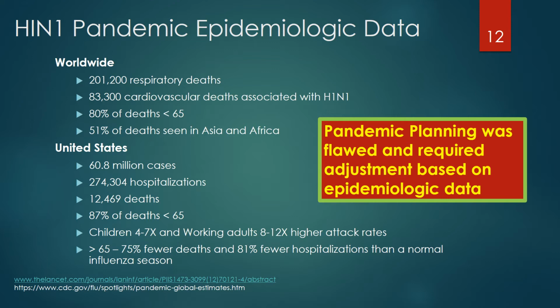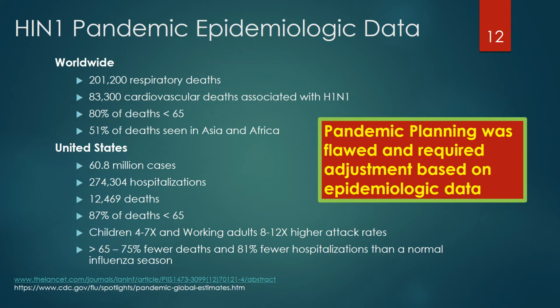In the United States, H1N1 caused 60.8 million cases from April 2009 to April 2010, resulting in 274,304 hospitalizations and 12,469 deaths. Similar to worldwide data, 87% of the deaths were in those under 65 years old. Children had a 4 to 7-fold and working adults an 8 to 12-fold higher attack rate during the H1N1 pandemic versus a normal influenza season. Those over 65 had 75% less deaths and 81% less hospitalizations versus a normal flu season.